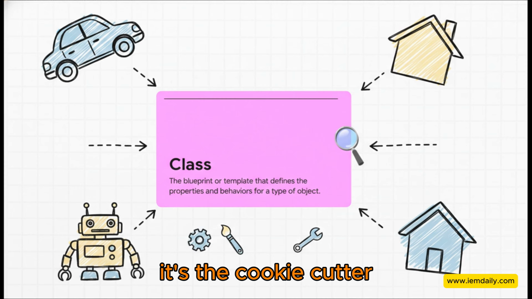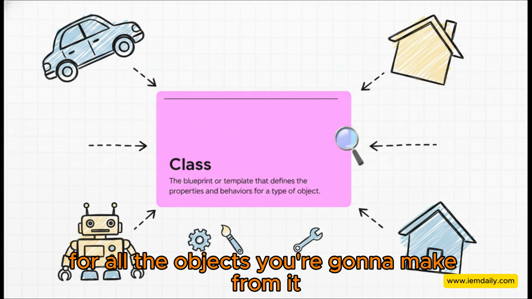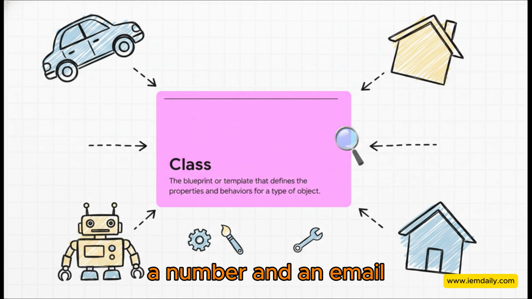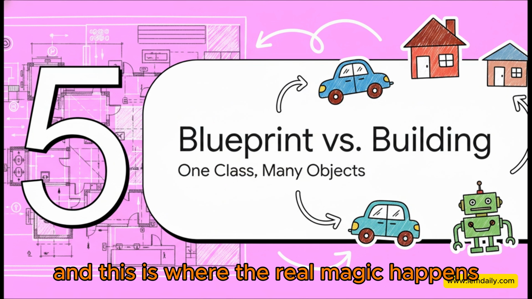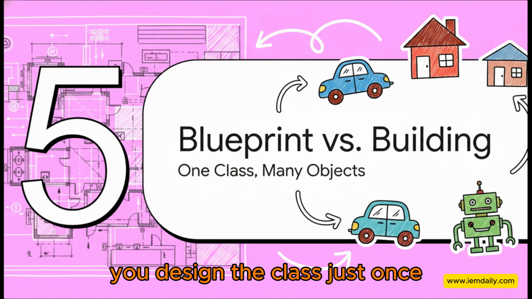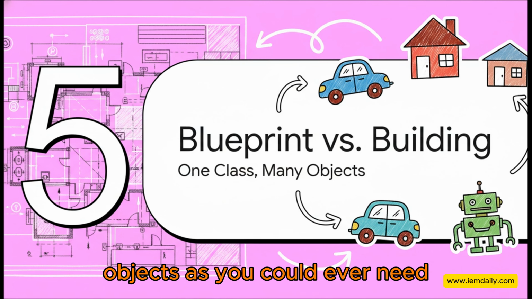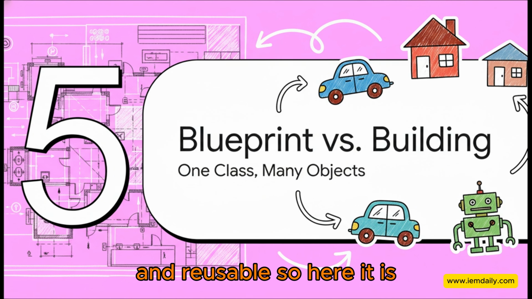It's the cookie cutter that defines the structure and behavior for all the objects you're going to make from it. It's the set of rules that says, okay, every single contact object must have a name, a number, and an email, and it has to be able to send a text message. And this is where the real magic happens. You design the class just once, and then you can stamp out as many unique objects as you could ever need. It is the ultimate in making your code efficient and reusable.